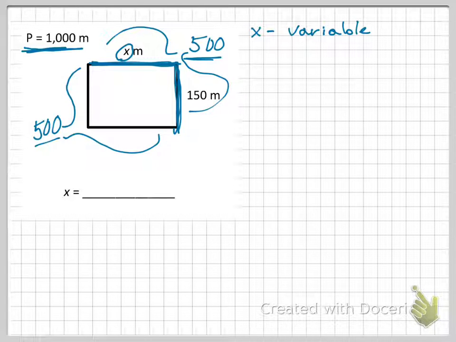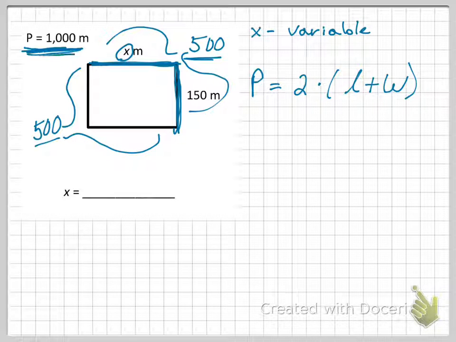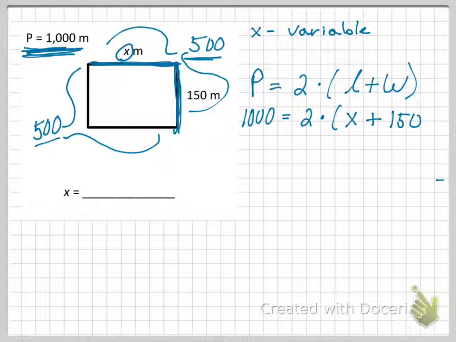Well, we need to set it up with our formula. P equals 2 times the length plus the width. And we know what the perimeter is already. It's 1,000. So 1,000, the perimeter, equals 2 times, we do not know the length, and that's going to be x. We do know the width, and that's going to be 150.